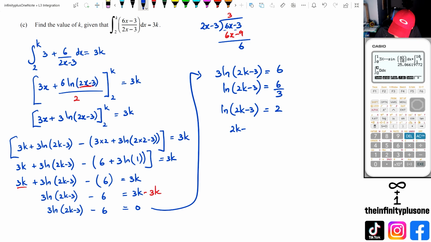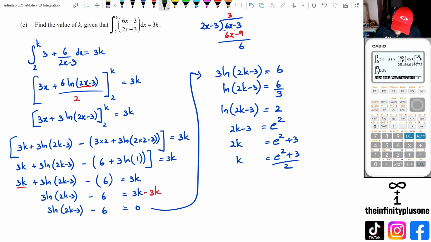Then I can just say 2k minus 3 equals e to the power of 2. 2k is equal to e to the power of 2 plus 3. And then k equals e to the power of 2 plus 3 over 2. And I can actually leave my answer like this. You don't need to solve it or anything.